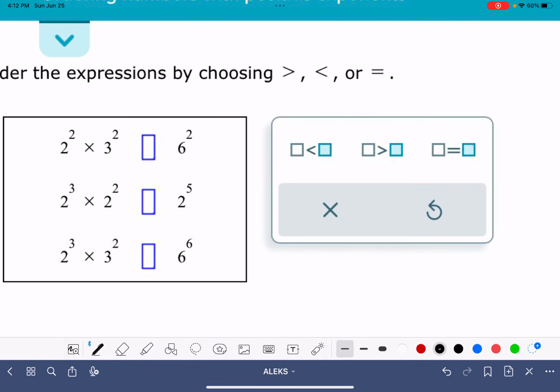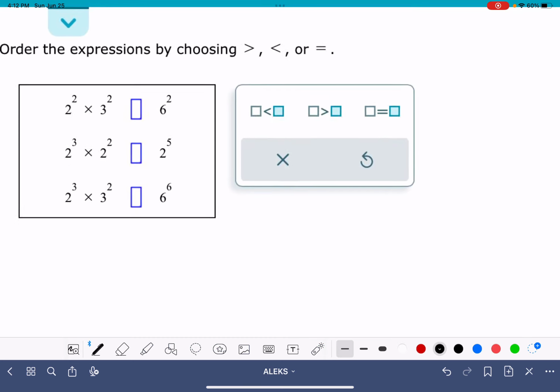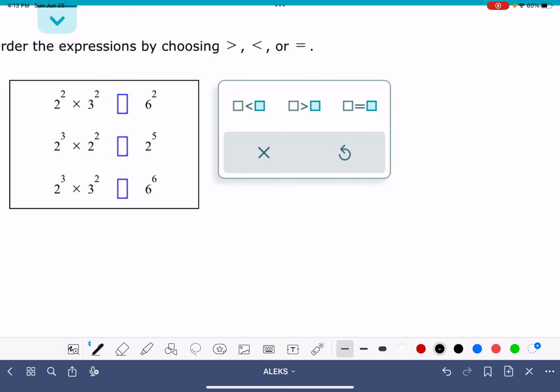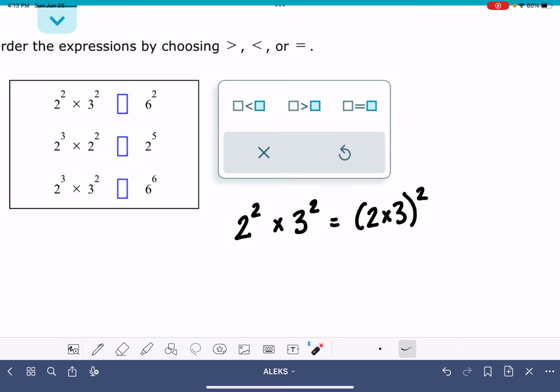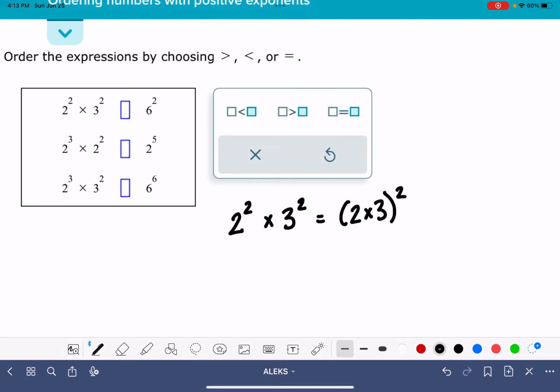So the first problem that we're looking at, both of the terms on the left-hand side have the same exponent. They're both being raised to the 2. So anytime we have two numbers with the same exponent, I'm just going to rewrite this. If we have 2 to the 2 times 3 to the 2, what we can do is combine the non-exponential part of the number together. So we can say 2 times 3, combine that together and raise that to the 2. That's just one of the properties that we have of multiplying numbers with exponents if they share the same exponent.